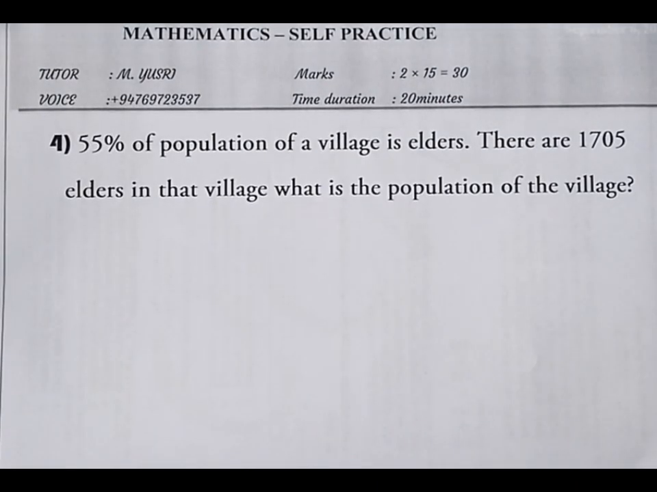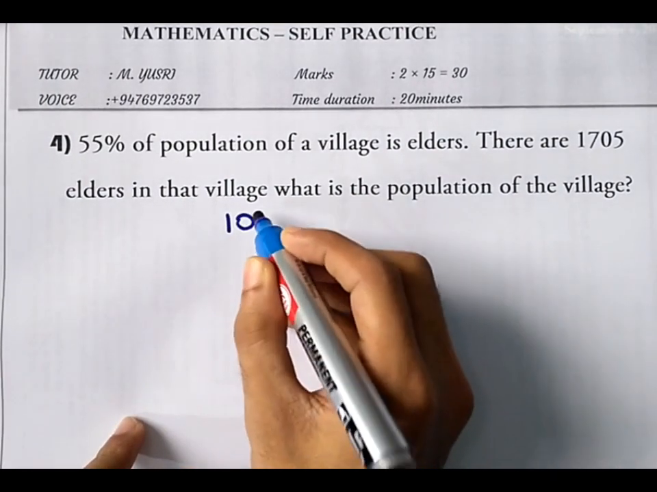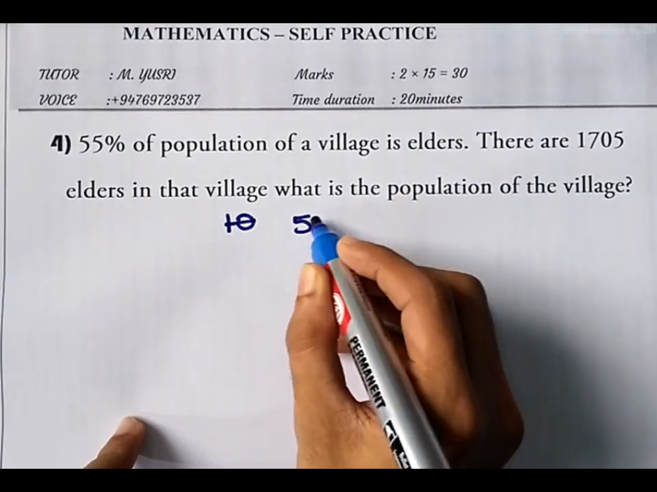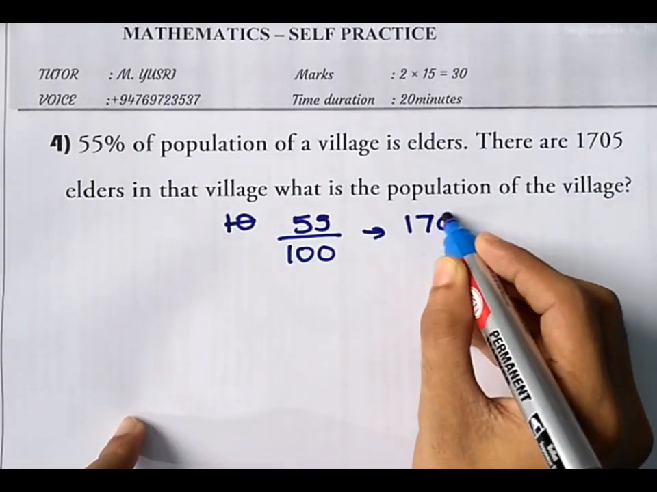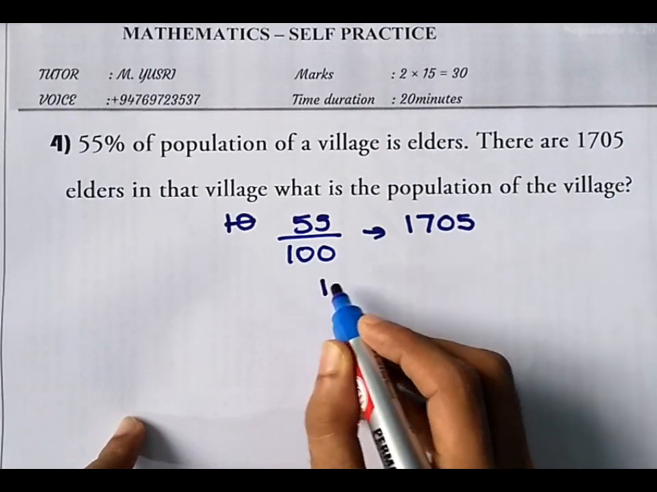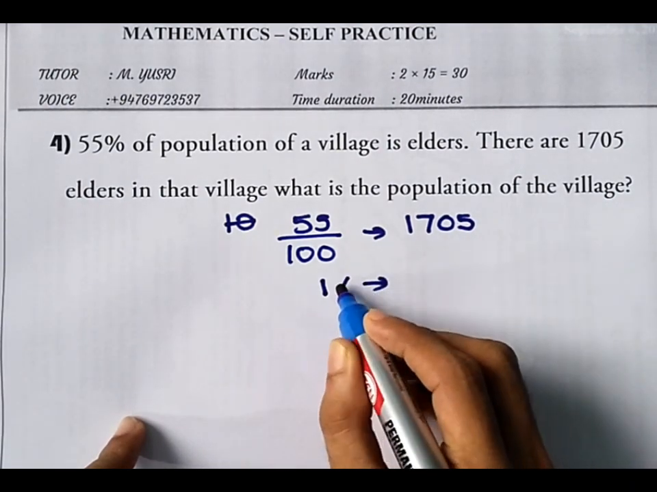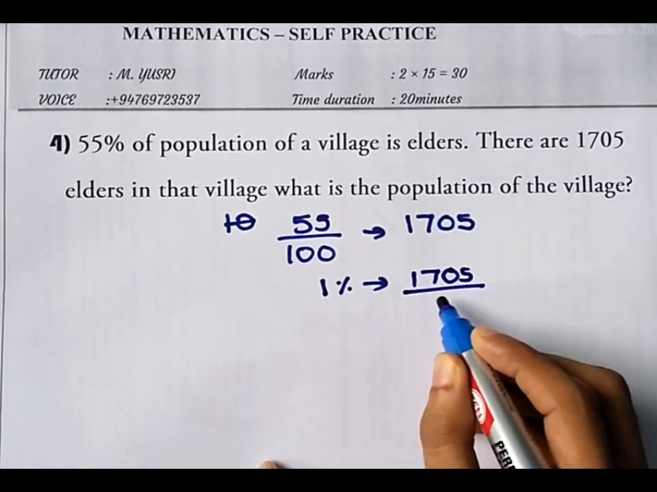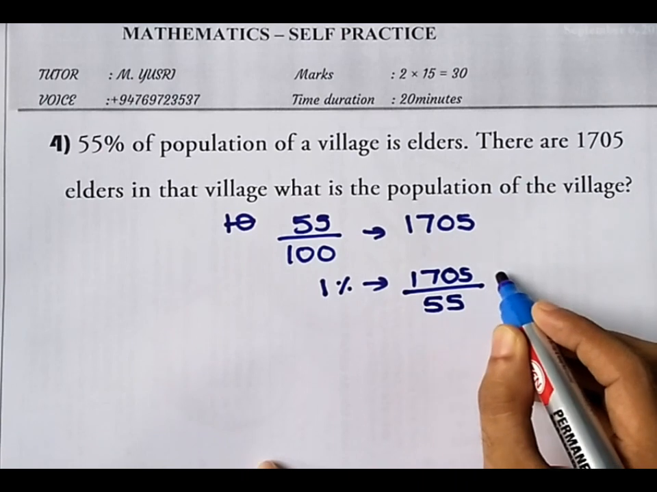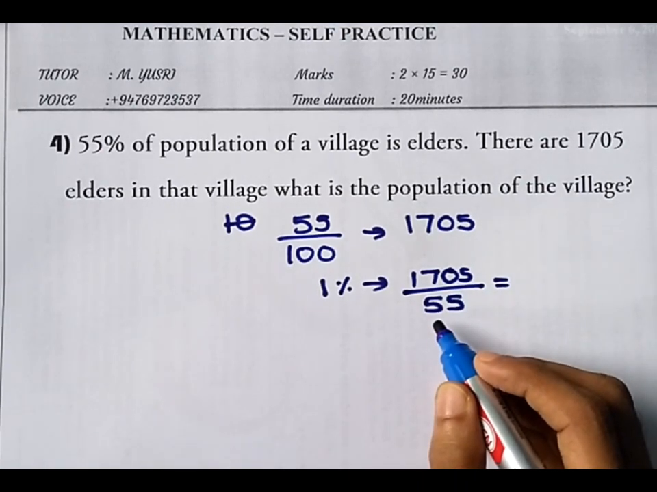So okay, now the question is 55% of the population of a village is elders, and there are 1705 elders, and now they are asking the total population. So how to find out that? That means this 55%, sorry, that 55% is equal to how much? 1705. So now can we find for one person? For 1%, how to find out that? For that, just we have to divide this 1705 by 55. So we'll divide this 1705 by 55.